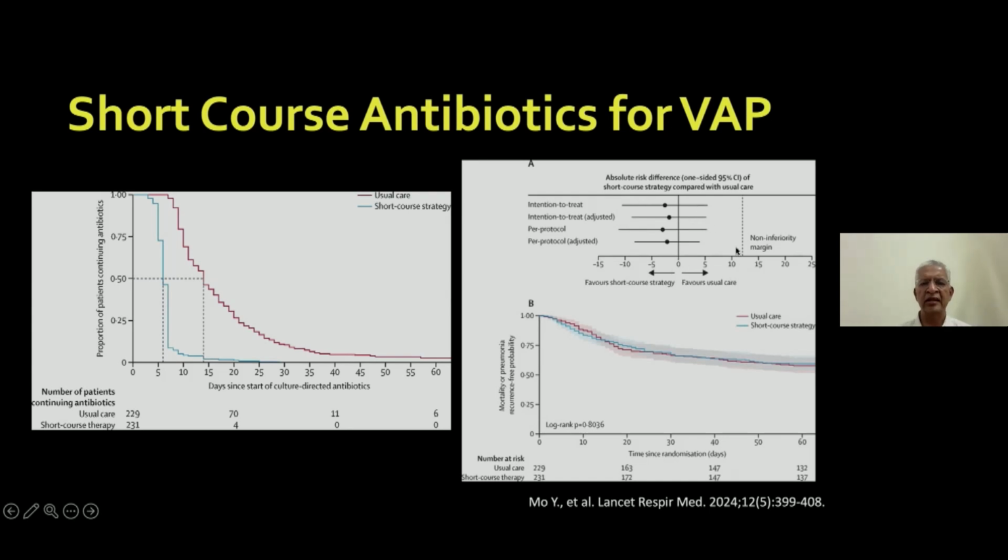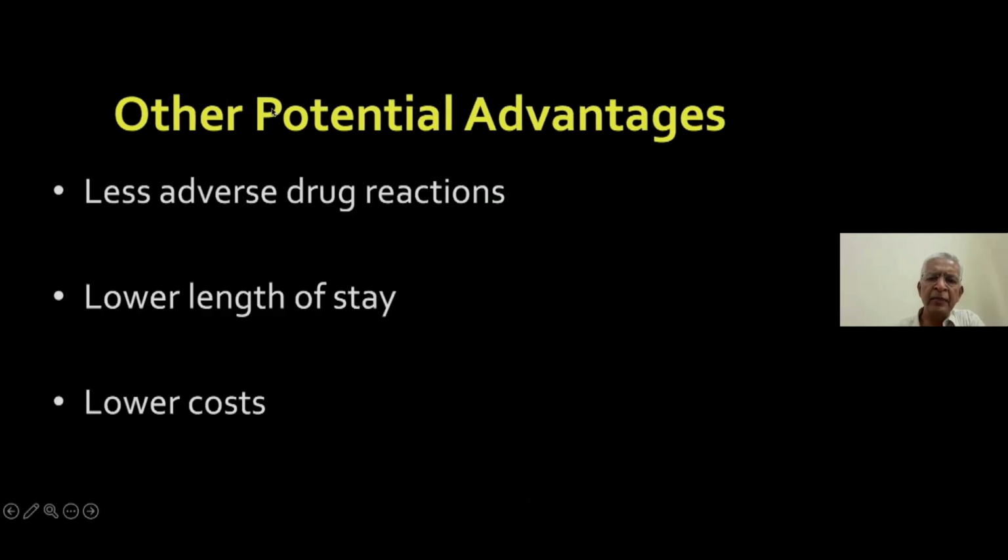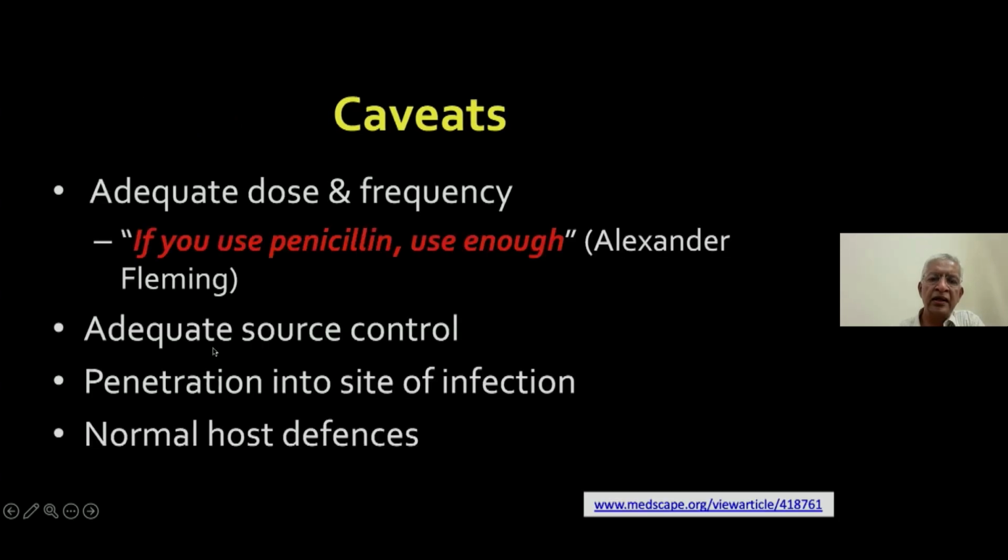So pyelonephritis, community-acquired pneumonia, ventilator-associated pneumonia, bloodstream infections. We know that short course therapy is at least non-inferior to the longer courses of therapy. For VAP, it's only a single randomized controlled trial. All the others are multiple RCTs. There are other potential advantages for short course therapy: fewer adverse drug reactions, shorter length of hospital stay, and of course, lower costs. But there are some caveats you should be aware of.